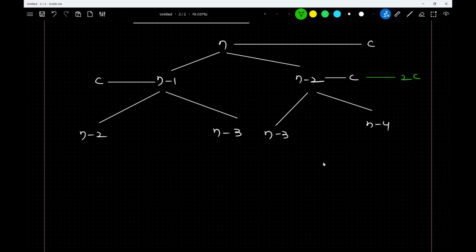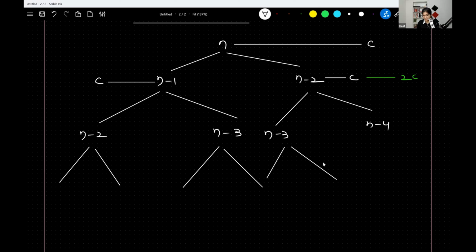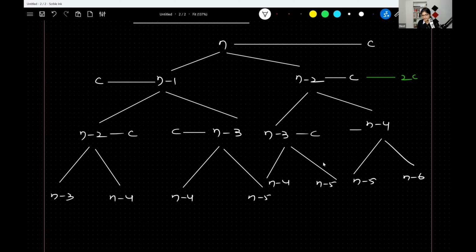2 into C. Can I say, everyone? It will be 2 into C. Similarly, you will do the same task in this part also. It will be n minus 3, n minus 4, n minus 4, n minus 5, n minus 4, n minus 5, n minus 5, n minus 6. Similarly, these things are again a constant quantity, C. So if I add all these levels, the total cost in this level is 2 raised to the power 2 into C, which is 4C.